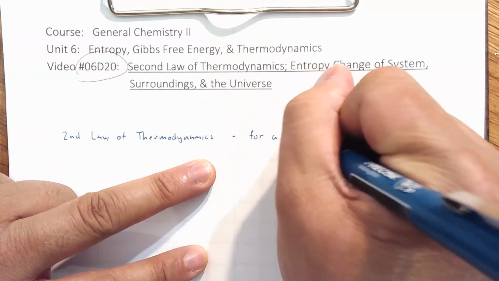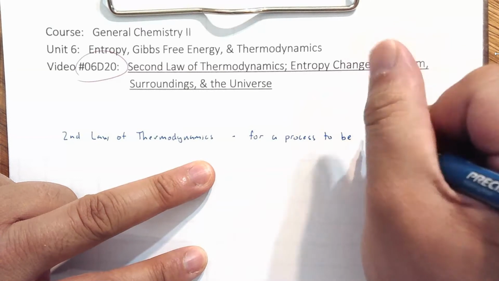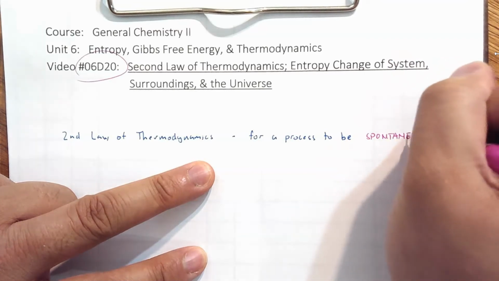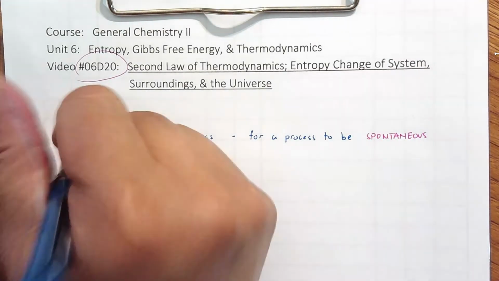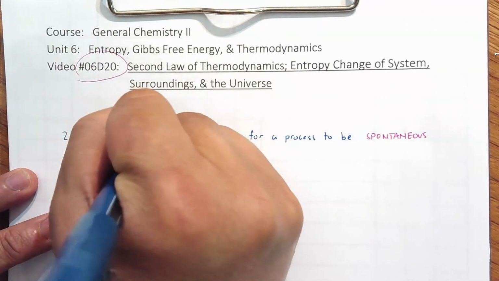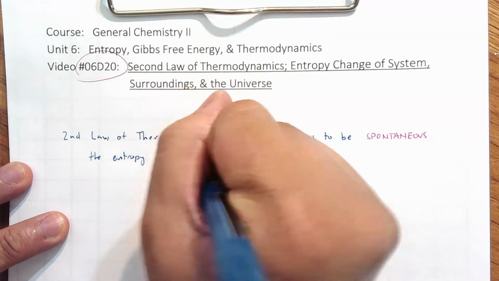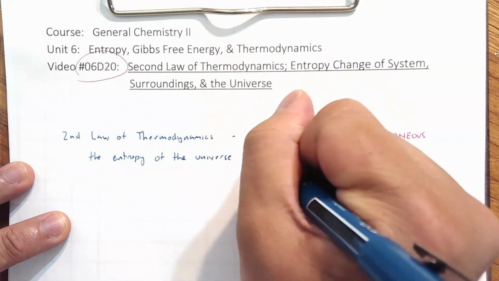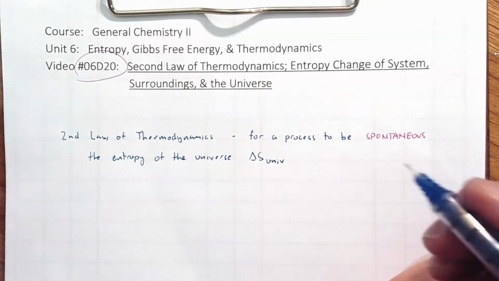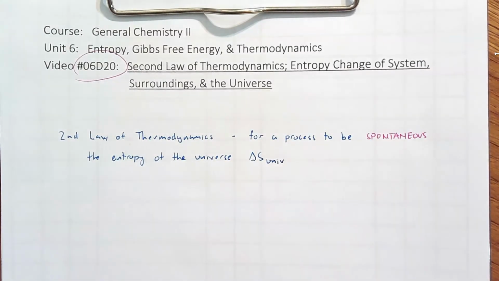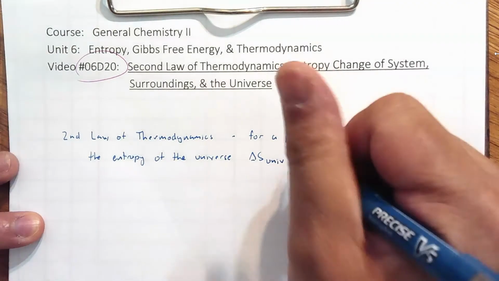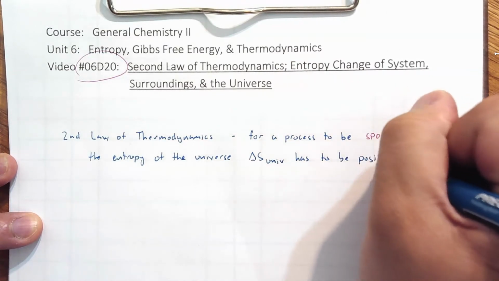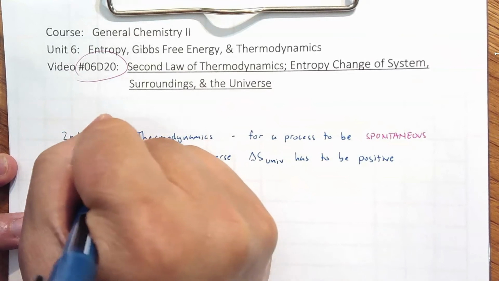For a process to be spontaneous, the entropy of the universe, designated delta S uni, has to increase, or has to be positive. Meaning that it increased.